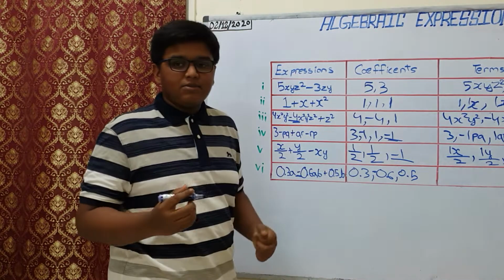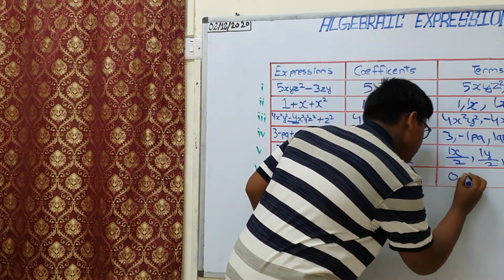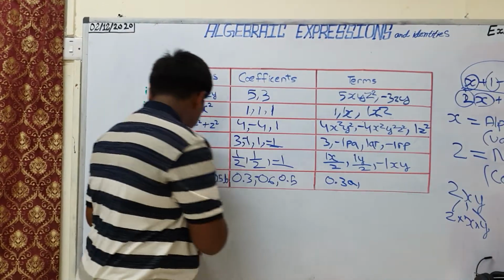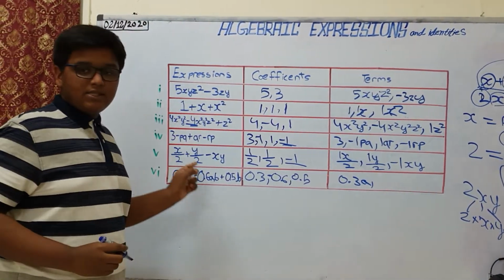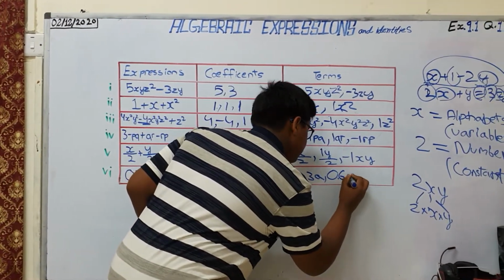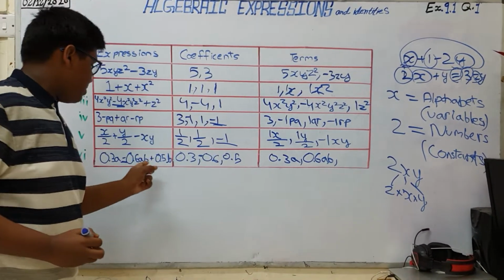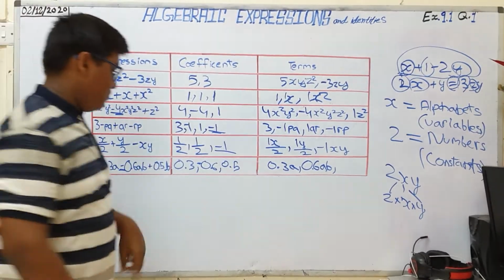Then what are the terms here? 0.3a is a term. Then the second term, minus 0.6ab. Then the last term, which is 0.5b.